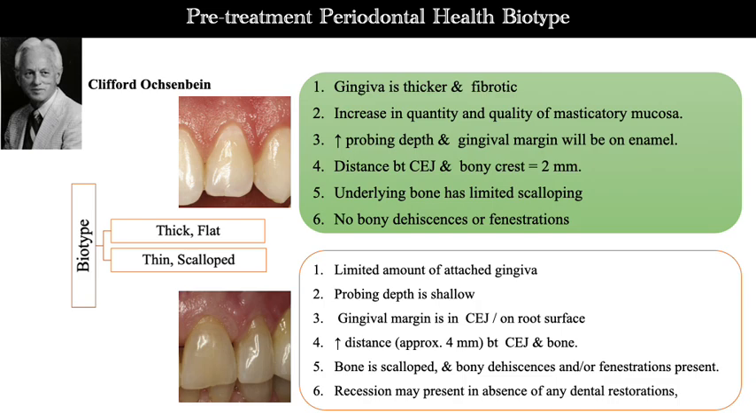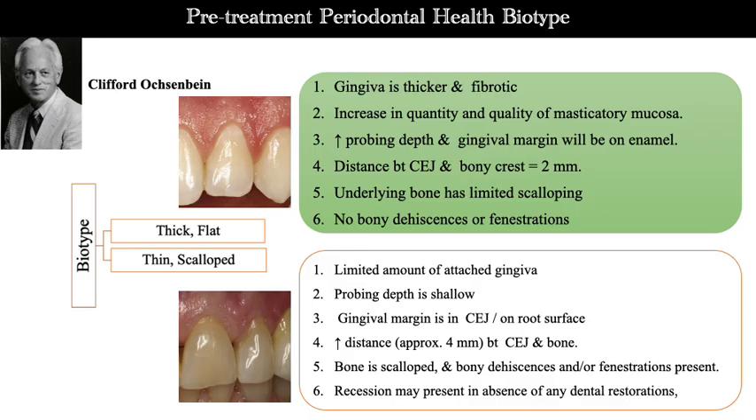For a thick flat biotype, the gingiva is usually thicker and fibrotic, with an increase in quality and quantity of masticatory mucosa, increased probing depth, and the gingival margin will be on the enamel per se. The distance between the cemento-enamel junction and the bony crest should be about 2 mm, and the underlying bone has limited scalloping, and no bony dehiscence and fenestrations would be present.